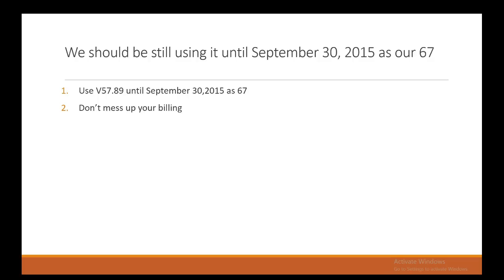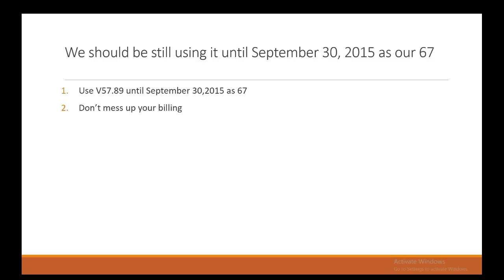We should be still using V57.89 until September 30th of 2015 as our 67. Y'all, I can't say it enough. Do not mess up your billing. V57.89 until September 30th is fine. Use it. If you have a resident who comes in today, and today is the 24th of September, and we are going to therapy them, use V57.89.